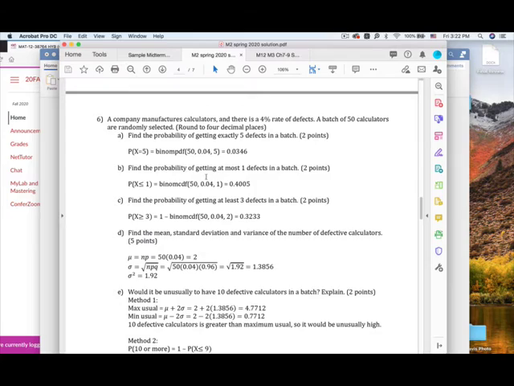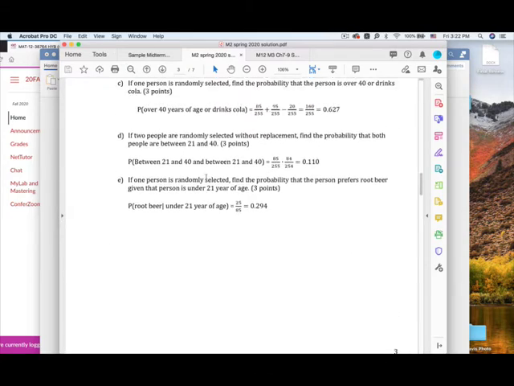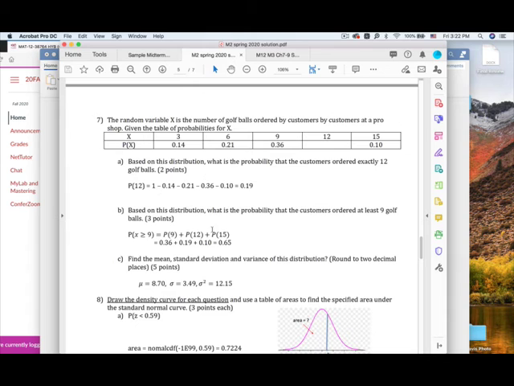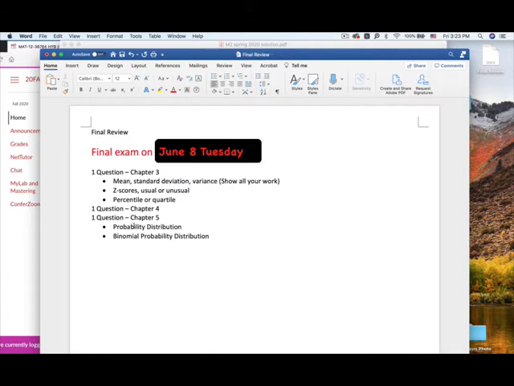Okay, so this is a binomial probability distribution, or you may have a probability distribution, just like these questions. Same idea: write down the probability of what you're looking for, show me your work, and also the final answer. So this is going to be chapter 5, either probability distribution or binomial probability distribution.